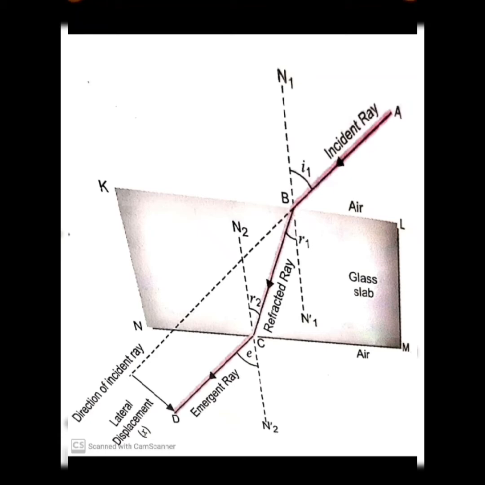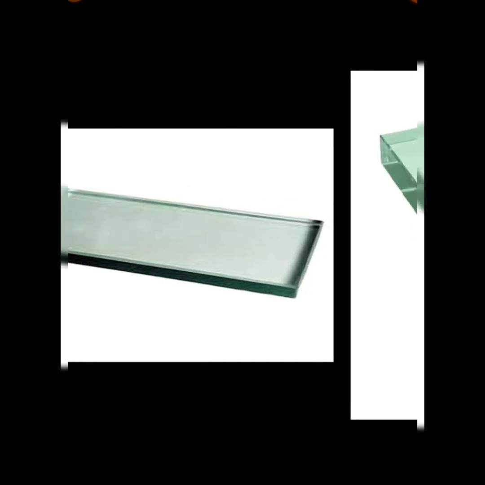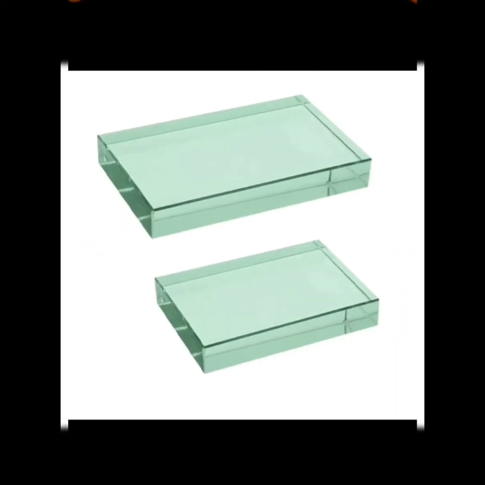Hello, students. Now we will see how the phenomenon of refraction occurs through a rectangular glass slab. So we will try to understand how refraction occurs. Now you should know what a glass slab is. A glass slab is made of glass and is cuboidal in shape. It facilitates the refraction of light from air to glass and again from glass to air.